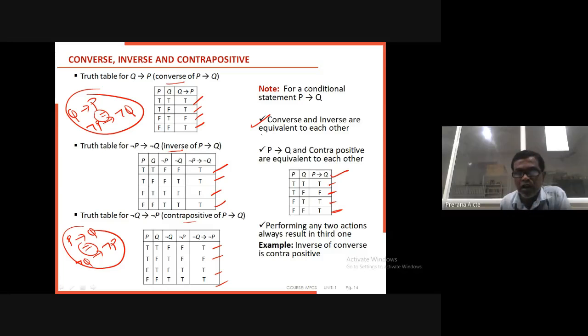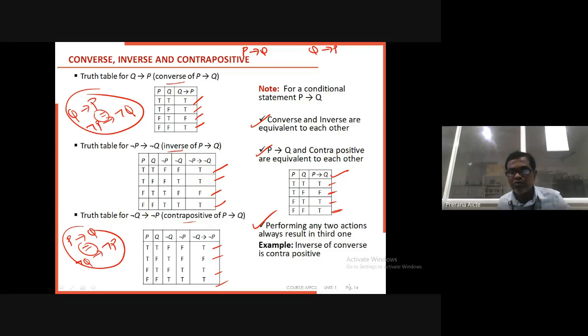And coming to the last important point with respect to this: if you do any two of these actions, it will always result in the third one. What is the meaning of this statement? The inverse of the converse is the contrapositive. Let us see. The statement is P implies Q. For that, the converse is Q implies P.